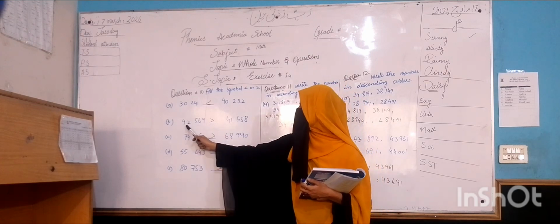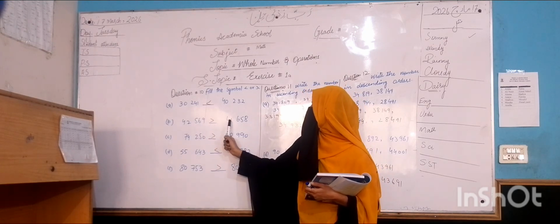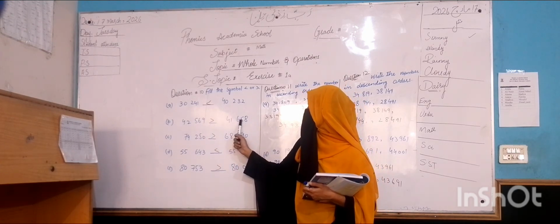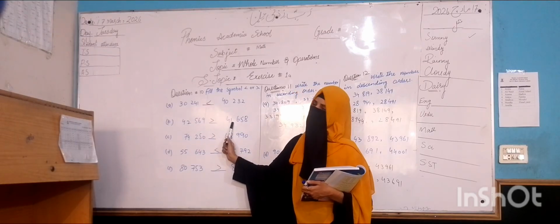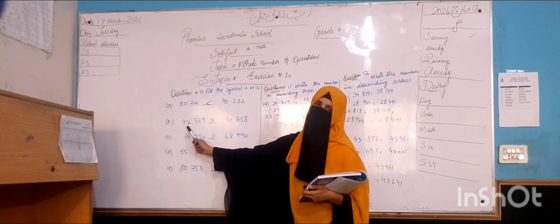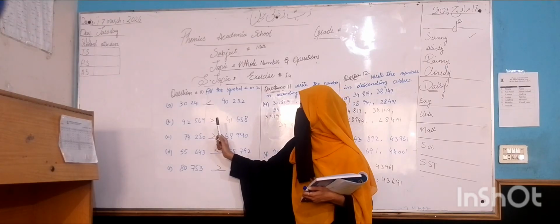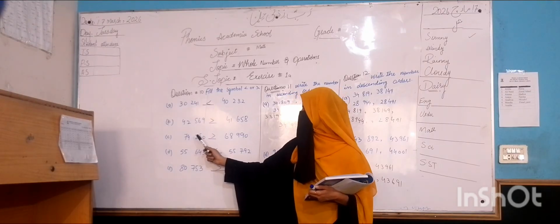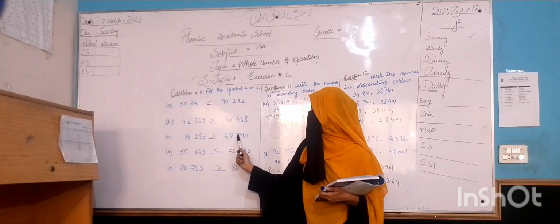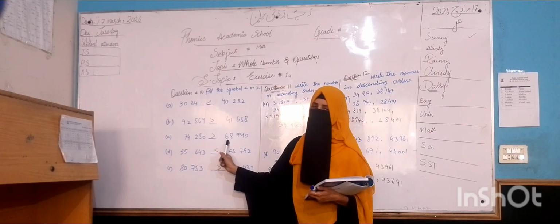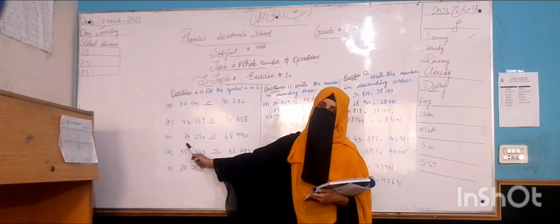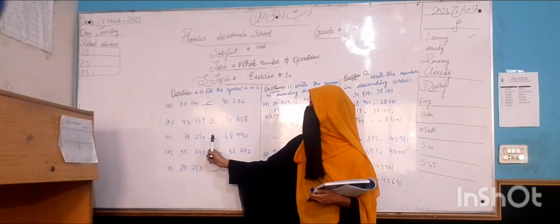Then part B, 42,569 and 41,658. So you know that it's a 42,000 and a 41,000. So the left side is greater, so the greater than sign is to be used. Then 74,250 and 68,990. Compare both values, 74,000 and 68,000. So the left side value is greater, so the greater than sign is to be used.